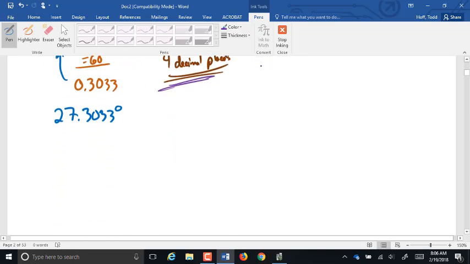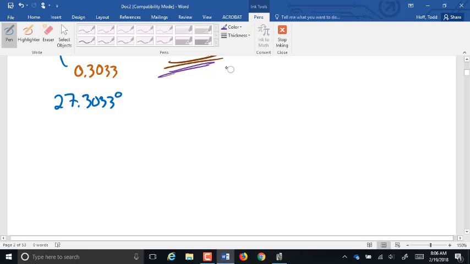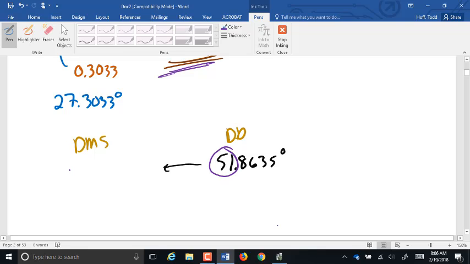Well, what if I want to go the other direction? What if I have decimal degrees, 51.8635 degrees, and I want to get back from decimal degrees to degrees, minutes, and seconds? I reverse the process. I have the 51 in front of the decimal point. That's going to stay full degrees.